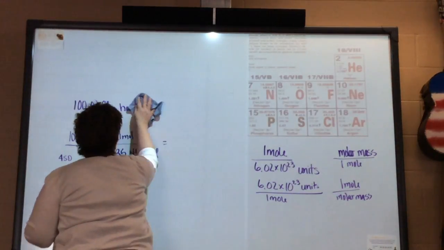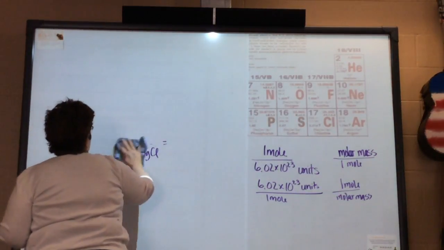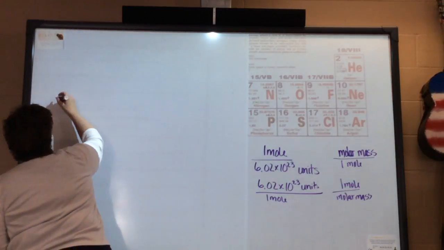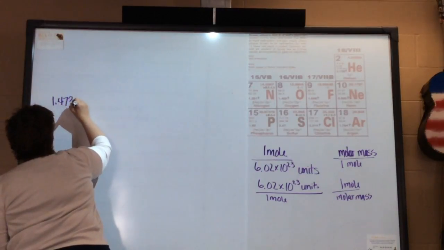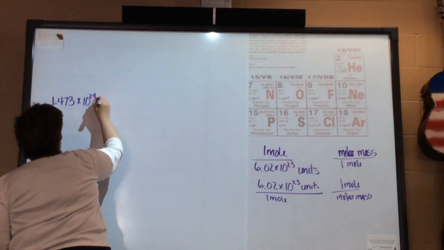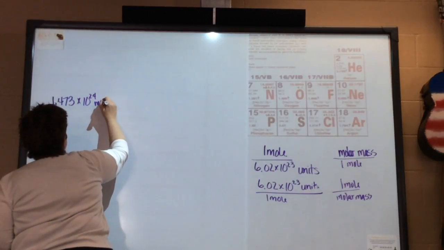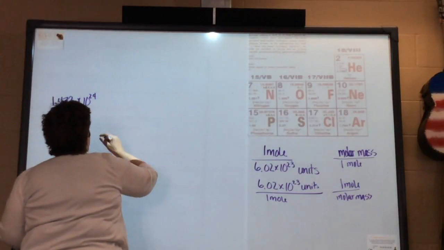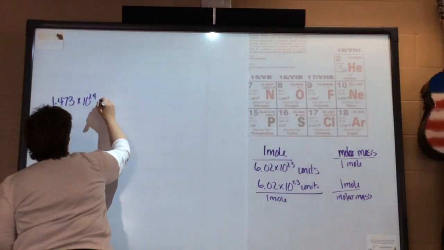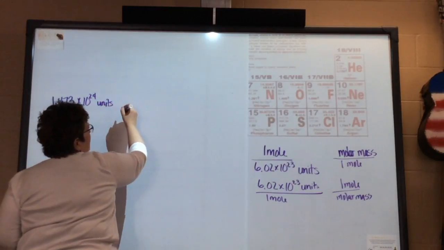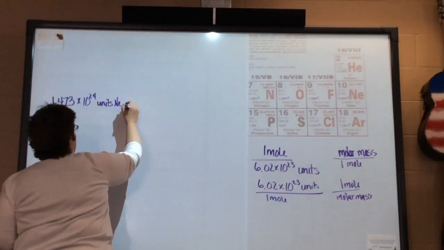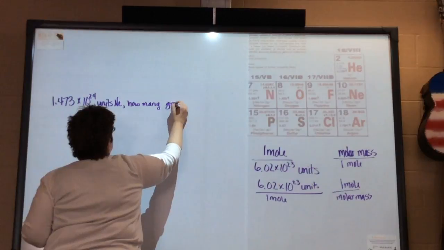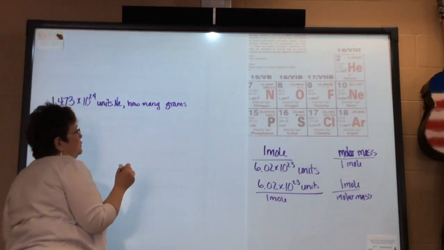Let's suppose I give you particles and I want to find out how many grams. Let's suppose I give you 1.473 times 10 to the 24th molecules. Maybe we don't do molecules. Let's just go with a simple thing: units or atoms of neon. And I want to find out how many grams. So let's go ahead and do that.